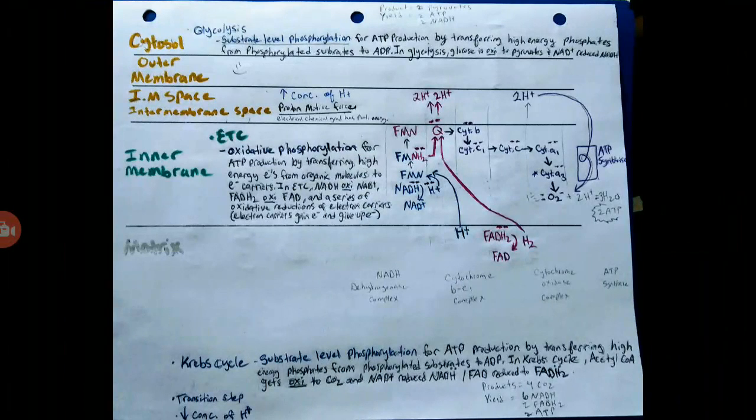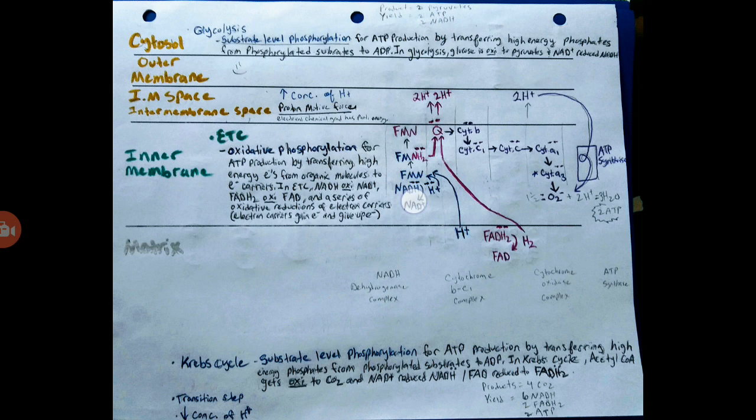If you recall the first image, we have the cytosol, the outer membrane of the mitochondria, the intermembrane space of the mitochondria, meaning the in-between, the inner membrane, and then finally the matrix of the mitochondria. For the cytosol, we have glycolysis occurring here, and then we have the transition step occurring in the matrix, the Krebs cycle occurring in the matrix, and the electron transport chain occurring in the inner membrane.